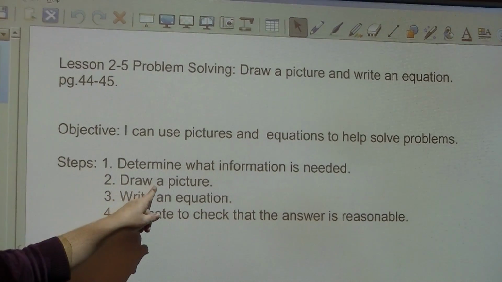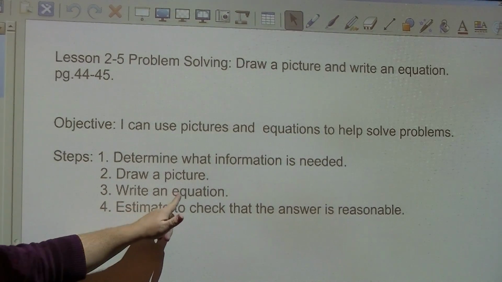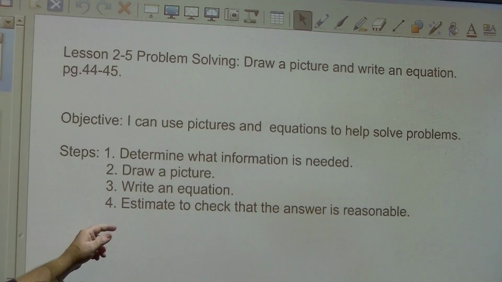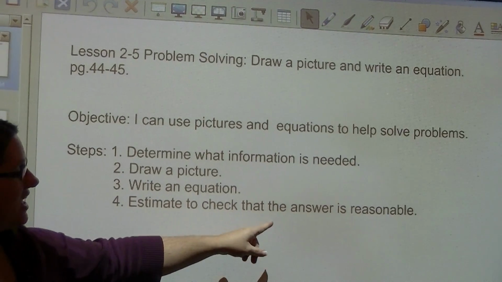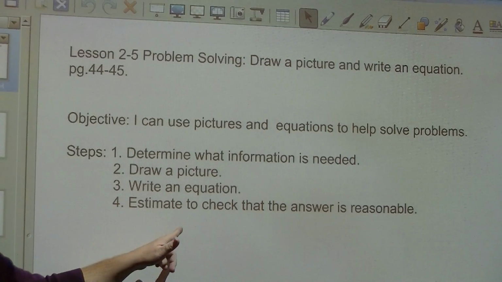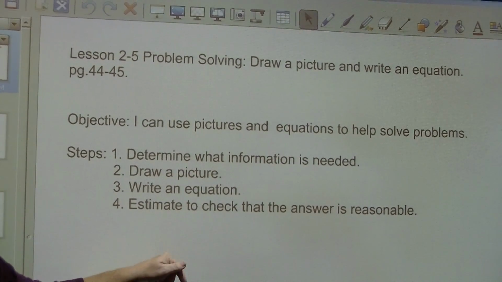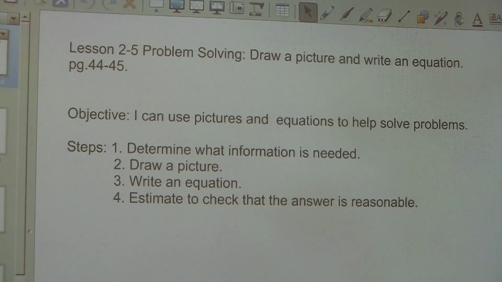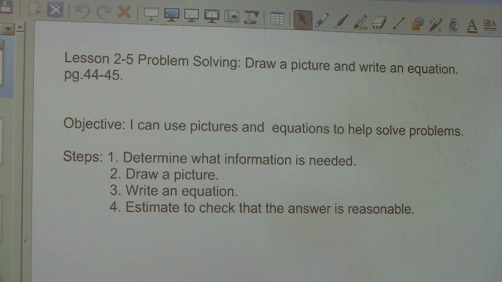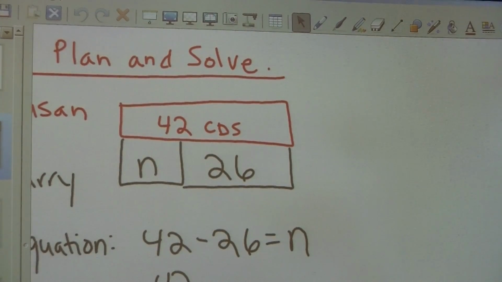Step number 2, we'll be able to draw a picture. Step number 3, after we draw our picture, we're going to write an equation, and that equation will help us solve the problem. Then when we're done with those steps, we're going to estimate to check that the answer is reasonable. We will do that last this time. Usually we've been doing estimating first, but for these word problems today, we want to solve them first and then estimate at the end to make sure our answer is reasonable. Okay, good. Get your steps copied down, and then we're going to move right along to the top of page 44 and 45.